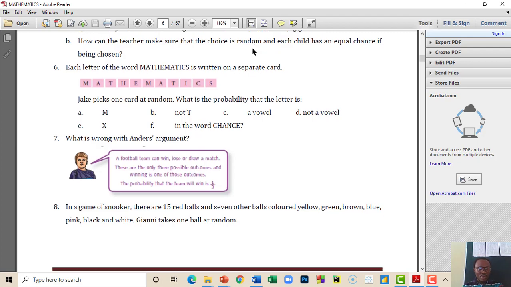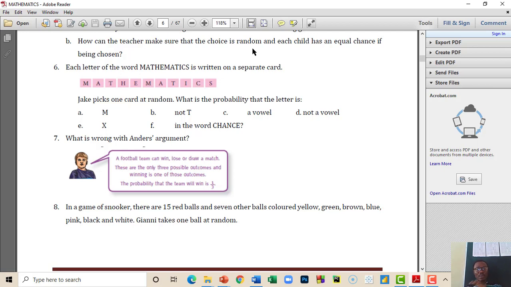Now look at this question number. Let's solve question number six. This question six says each letter of the word mathematics is written on a separate card. Jake picks one card at random. What is the probability that the letter is letter M?